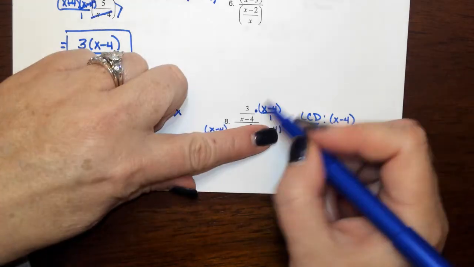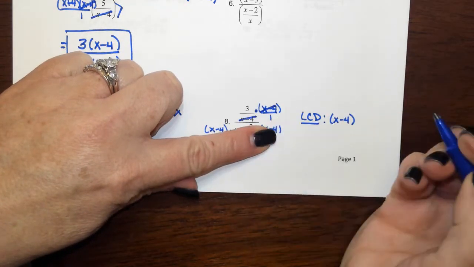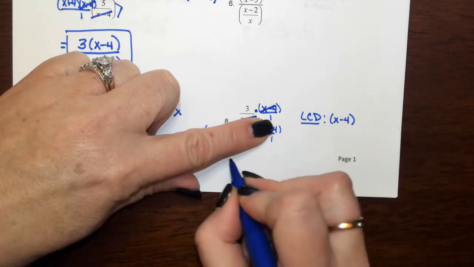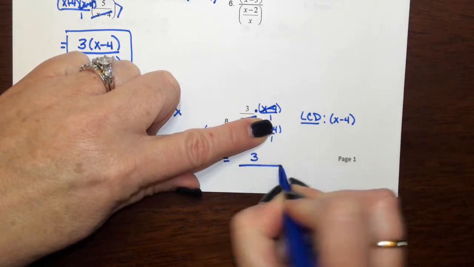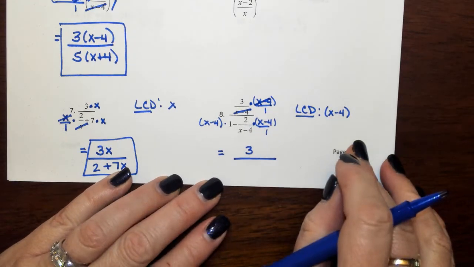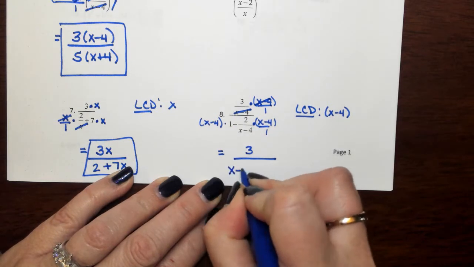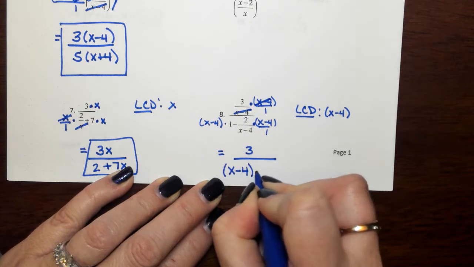Again, when you look at the numerator, 3 over x minus 4 times your LCD, the x minus 4 goes away. So I'm just left with 3 times 1, which is a 3, over. And when you do this, you should end up with no more fractions in the numerator or the denominator. You still have to multiply the 1 by the x minus 4 to keep your fraction equivalent.